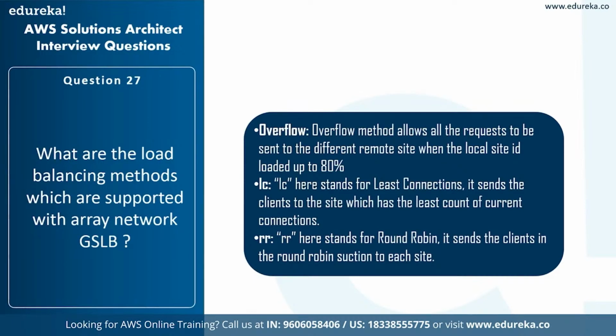Now next is the LC. So LC basically stands for the least connections. It sends the clients to the site which has the least count of current connections. And next we have the RR, which stands for round robin, and it sends the clients in a round robin fashion to each site. So these were the different load balancing methods supported with the Array Network GSLB.